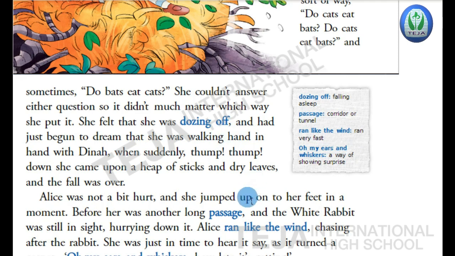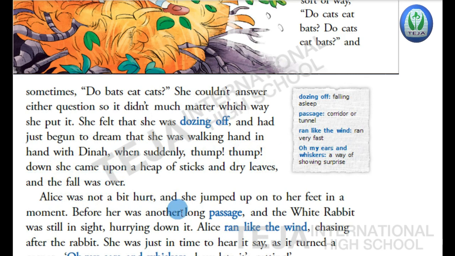Now she was in a deep sleep, and she had just started dreaming that she was walking hand in hand with Dinah. In the dream, Alice was walking with Dinah hand in hand. She held the hand of Dinah and both were walking. Suddenly what happened? There was a sound. Thump, thump, thump, thump. Down. And she came upon a heap of sticks and also dried leaves.